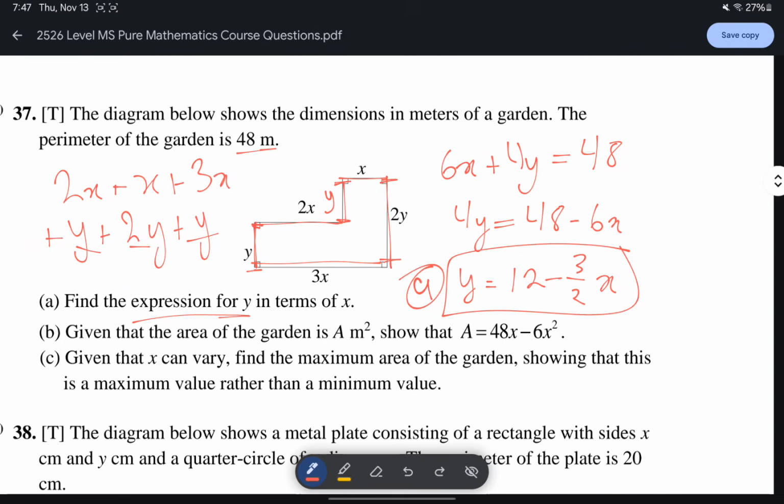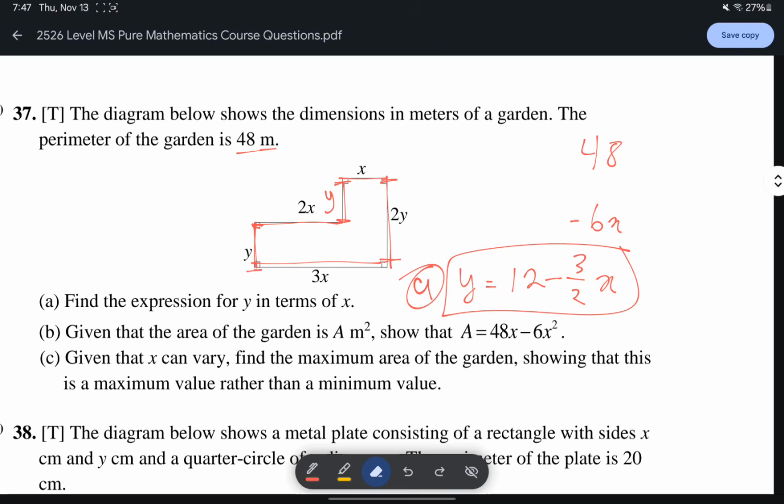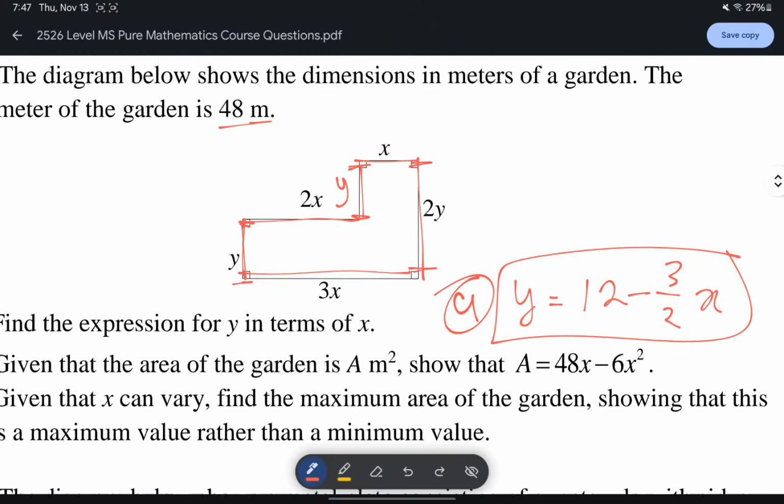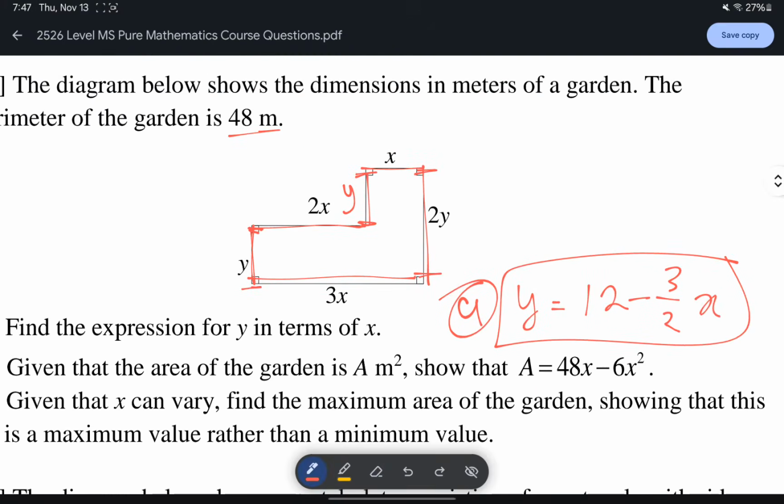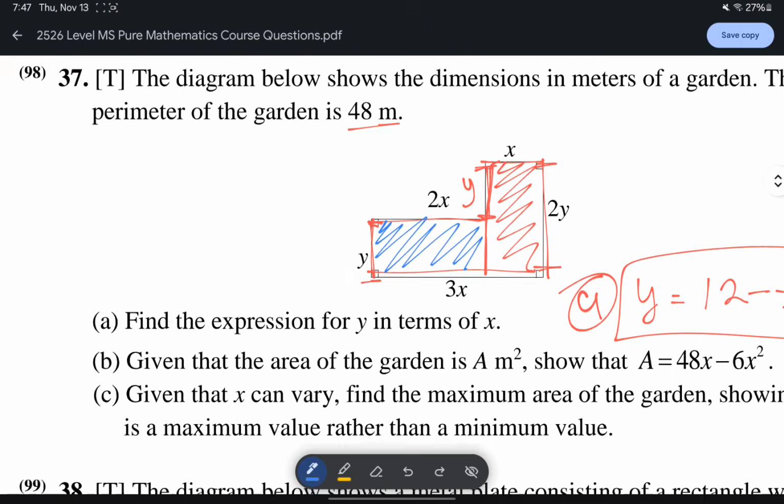Now part B, they're saying given that the area of the garden is A meter squared, show that the area is 48x minus 6x squared. Okay, so this shape here, we could split this into two shapes to find its area. We could split it into this, for example, so it's this area 1, and then it's this area 2. So it's area 1 plus area 2.